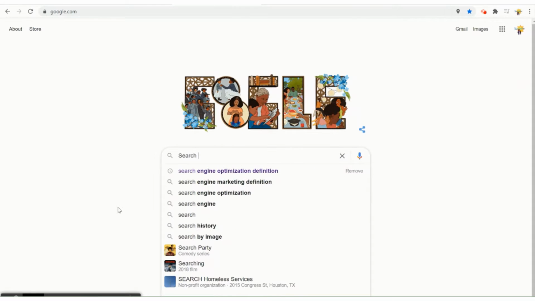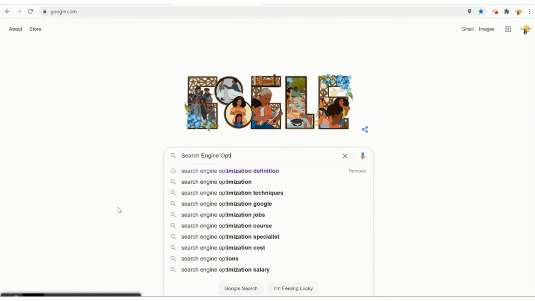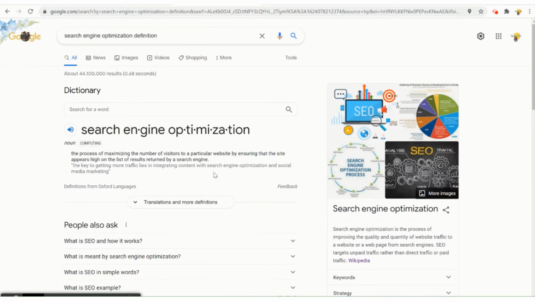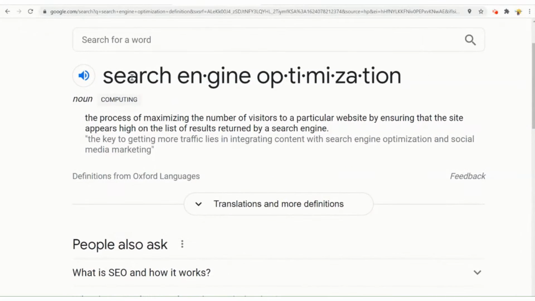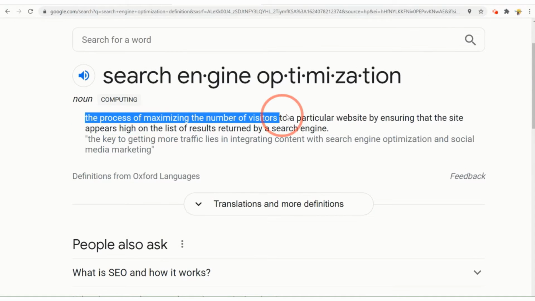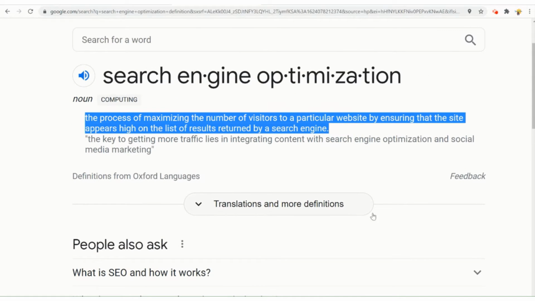Well, that's where search engine optimization comes in, also known as SEO. SEO is a strategy used to maximize the number of visitors to a company's website. An effective SEO strategy will ensure a company's products or services are ranked at the top of the result list returned by the search engine.